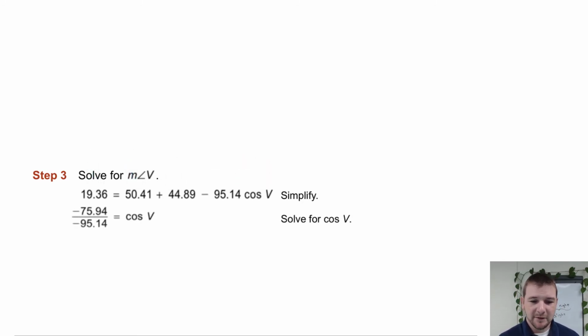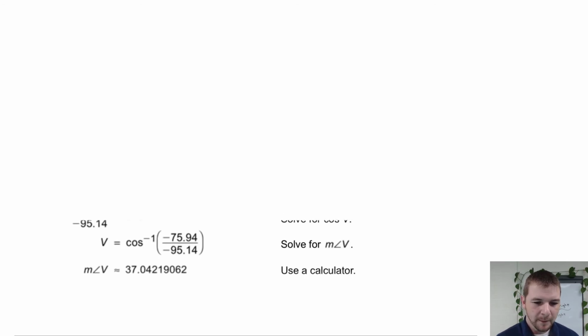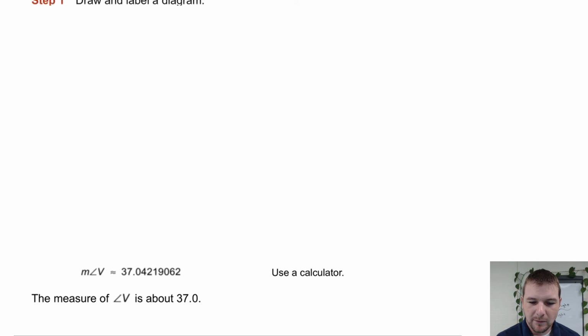Then we solve for the cosine of V, isolating it, and we find negative 75.94 divided by negative 95.14 equals the cosine of V. Next, we'll solve for the measure of angle V using the inverse cosine, applying that to each side. So V equals the inverse cosine of the fraction negative 75.94 divided by negative 95.14. And we use a calculator to find that the measure of angle V is approximately equal to 37.04. So we can state the measure of angle V is about 37.0.